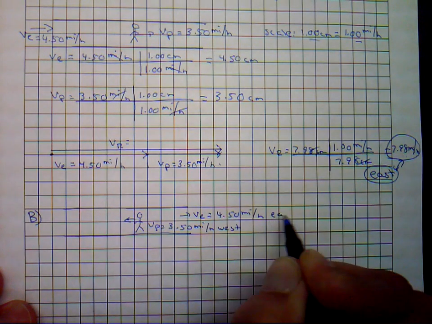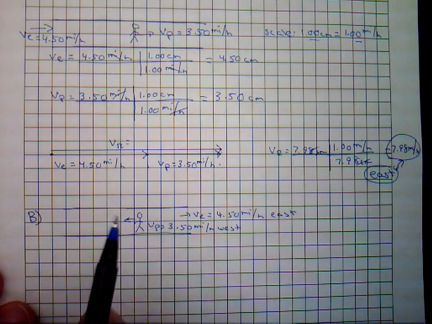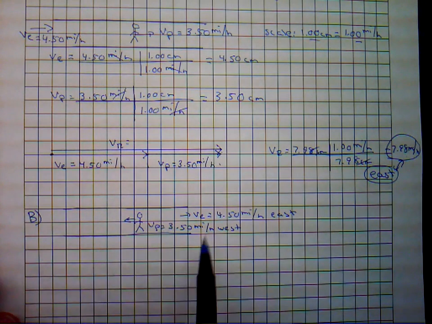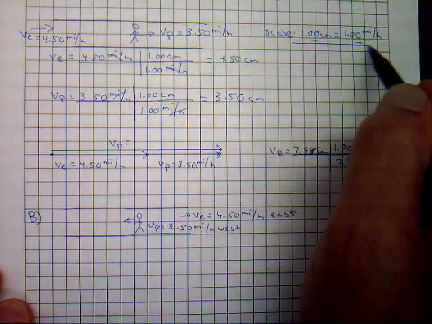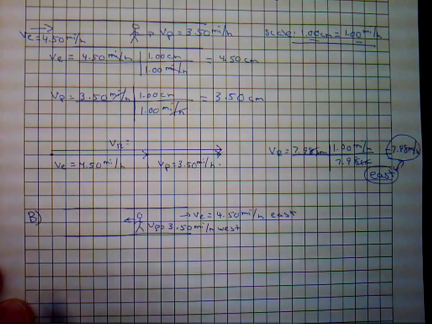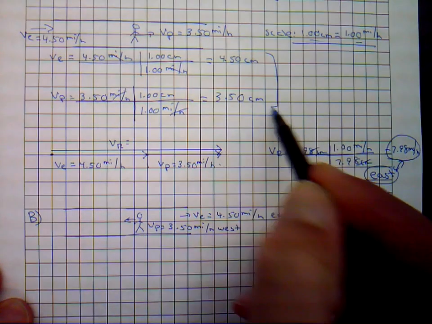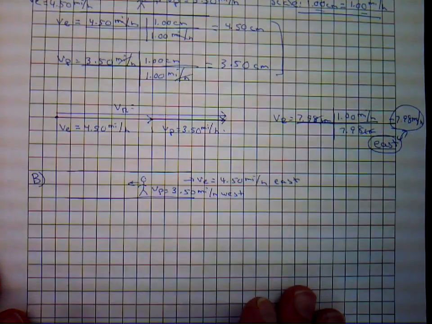The escalator is going east, whereas in the previous problem they're both going east. We're going to do the same problem except they're going opposite directions. So for all our conversions, we're going to use the same scale: 1.00 centimeters equals 1.00 miles per hour. So the conversions stay the same, and now all we need to do is add the vectors. They're just going in opposite directions.